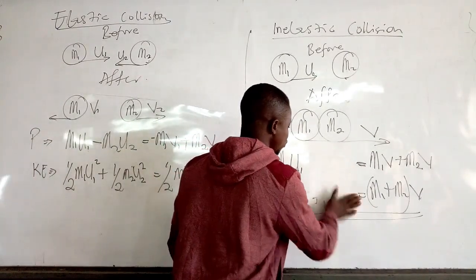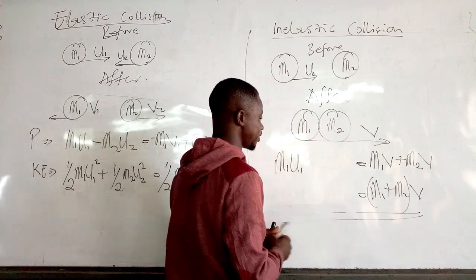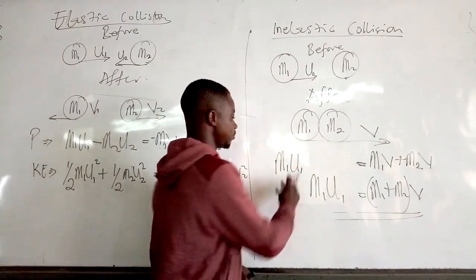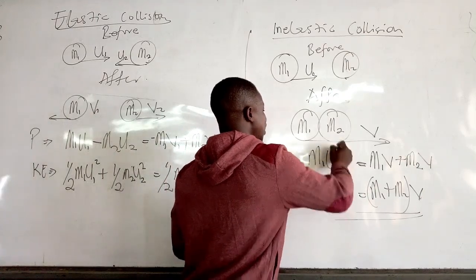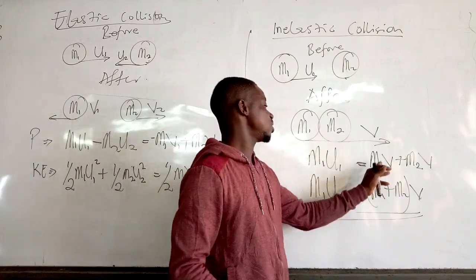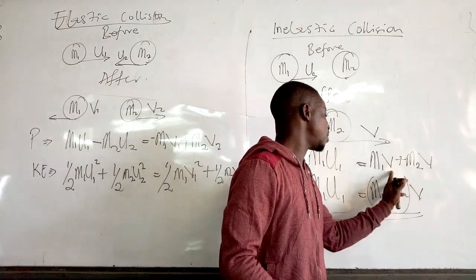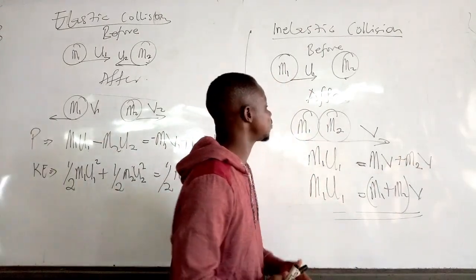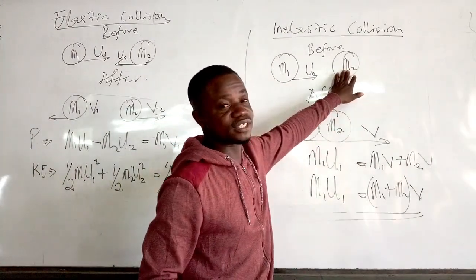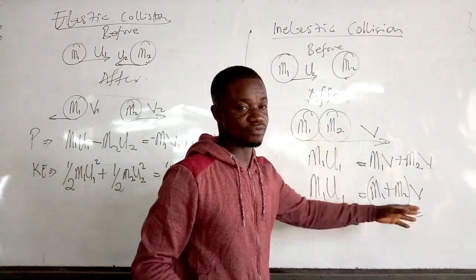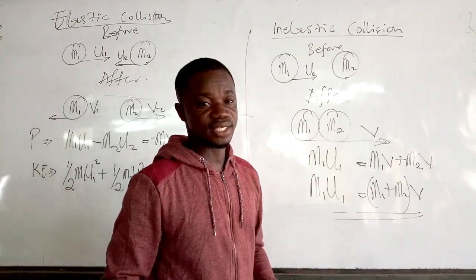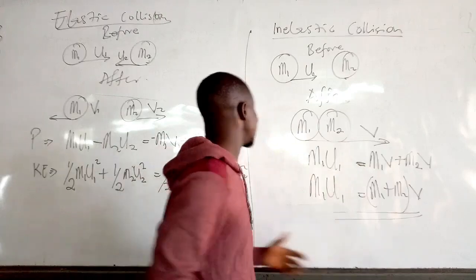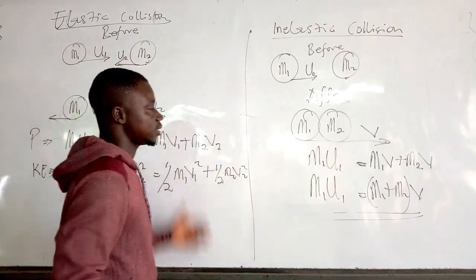So the formula will become something like this. It is written as M1U1 is equal to M1V plus M2V. I hope you get the principle. So in a situation whereby one of the bodies is stationary and the other one is moving, the one that is stationary, its momentum is 0. So the formula becomes like this. The same thing can also be applied to this one. I hope that is clear.